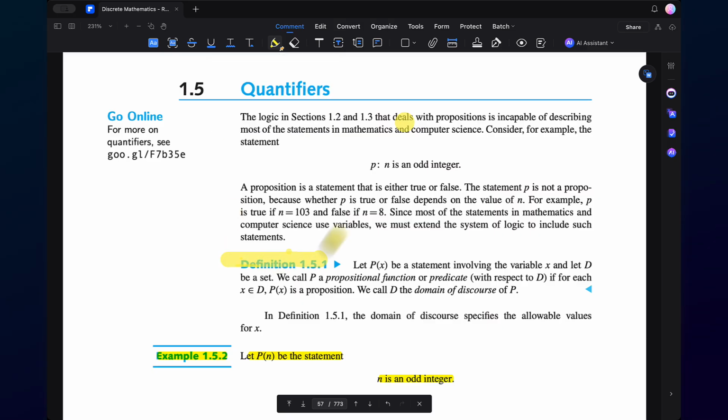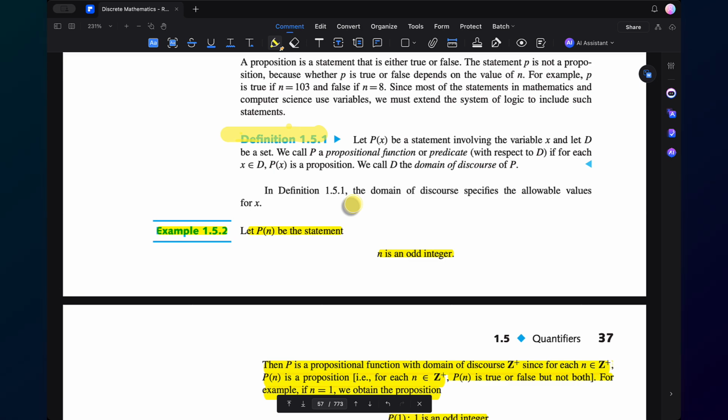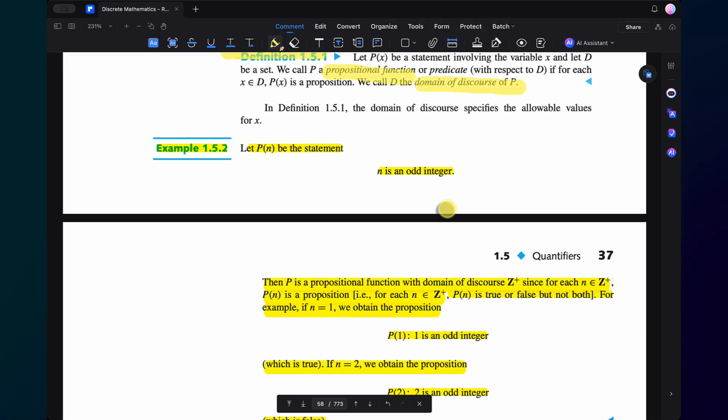Definition. So let P be a statement involving a variable x, and let D be a set. We call P a propositional function, or a predicate, with respect to D if for each x in D, P of x is a proposition. We call D the domain of discourse of P. Okay, so here's the definition.